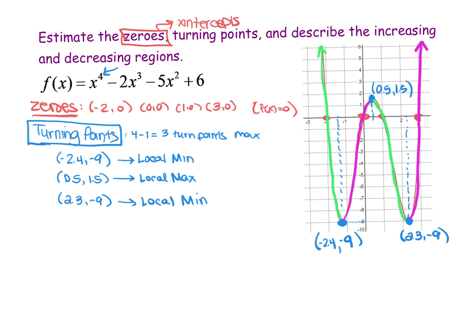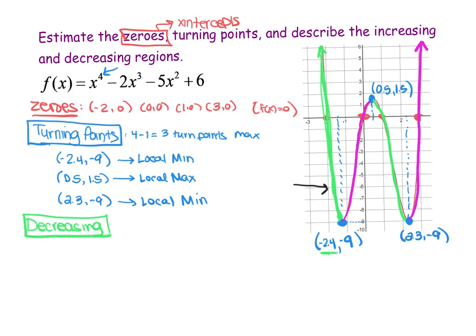Now, the last thing I need to do here is I need to identify my increasing and my decreasing regions. So I'm going to start with my decreasing regions, just because the graph starts off decreasing. And what I notice when I take a look at this graph is that this decreasing region right here occurs for all of the x values that are smaller than -2.4.